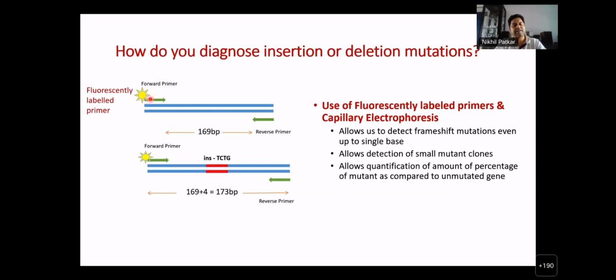So in a normal person, let us say for this particular gene, you get a 169 base pair amplicon. If there is an insertion that takes place, for example, a 4 base pair insertion inside of this gene, and you do a PCR, you will get 169 plus 4 bases, that is a 173 base pair amplicon. So this capillary electrophoresis allows us to detect small mutations even up to 1 base pair. A classical example of this is the detection of FLT3 and NPM1 mutations.